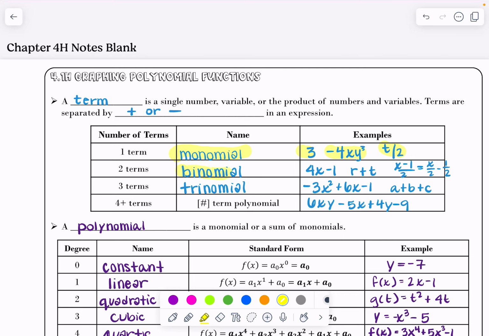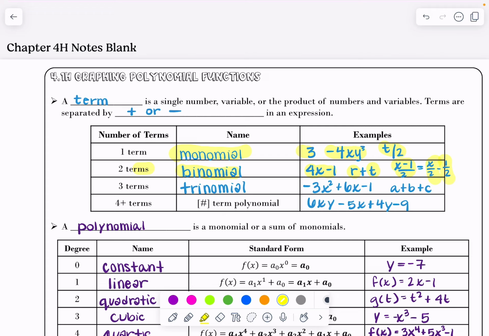Binomial is going to be 2 terms. Examples include 4x minus 1, r plus t, and then I also include this little fun one, x minus 1 over 2, because if you do have a singular fraction though, it will be separated if it does have a term in the numerator, okay? So for example, x minus 1 over 2, that can separate into x over 2 minus 1/2. So super important to know that as well.